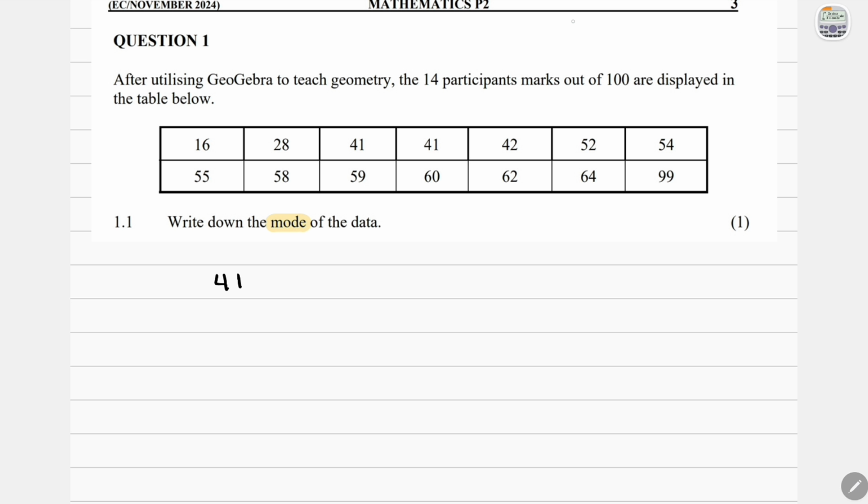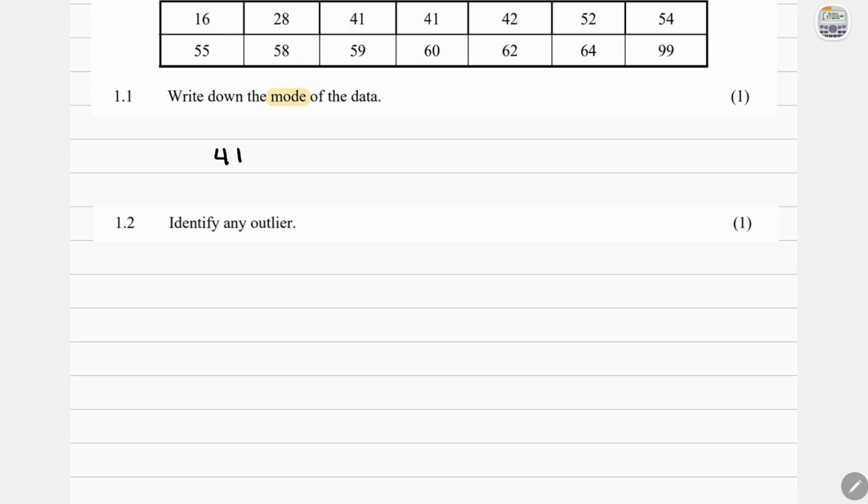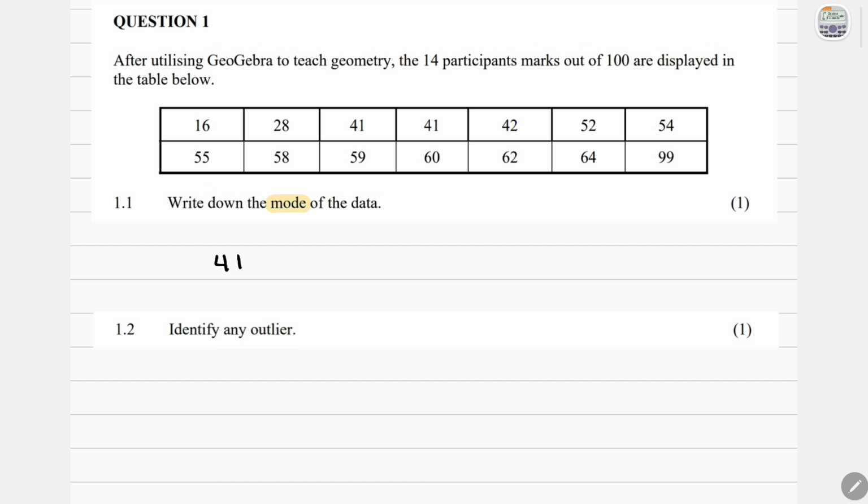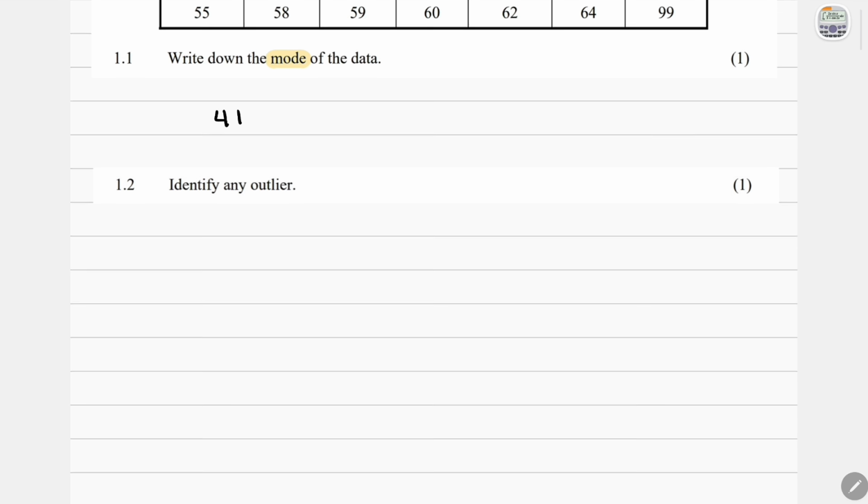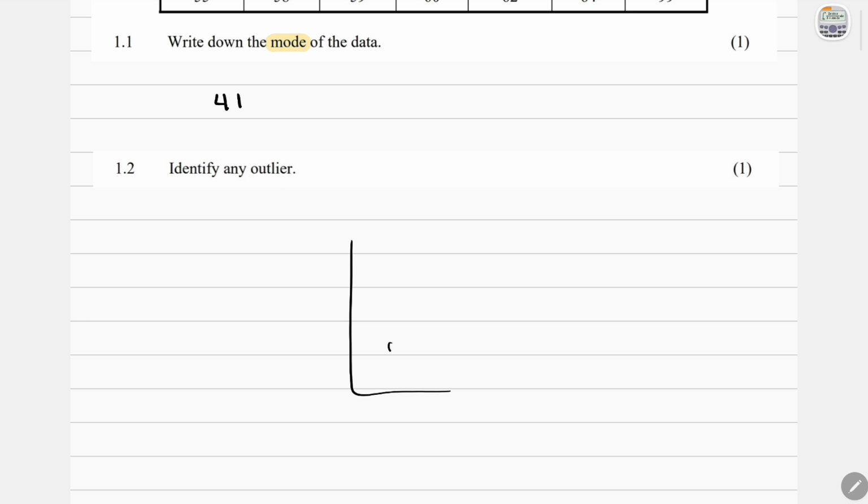Moving on to the next question. Question 1.2 says, identify any outlier. So an outlier would be a point that falls significantly far away from the rest of the data points. Of course, if this was graphed, you would see your points following a specific trend, and then an outlier would be way over there or way below here. So that is an outlier.